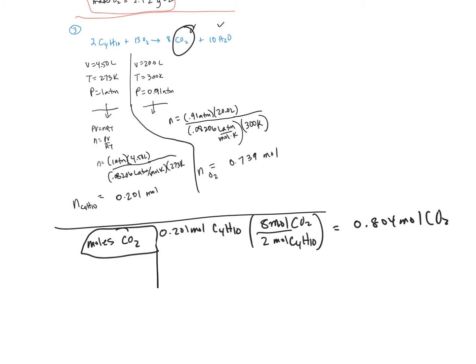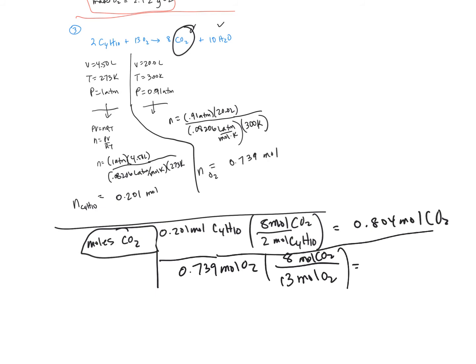And then the second one is the 0.739 moles of O2. And same thing, we're calculating moles of CO2. So there's 8 moles CO2 for every, let's see, 13 moles of O2. Those are the coefficients in the balanced chemical equation. So 8 over 13 times 0.739. And this one is 0.455 moles of CO2 will be formed.